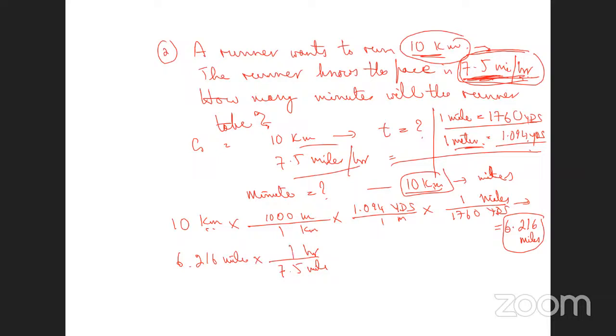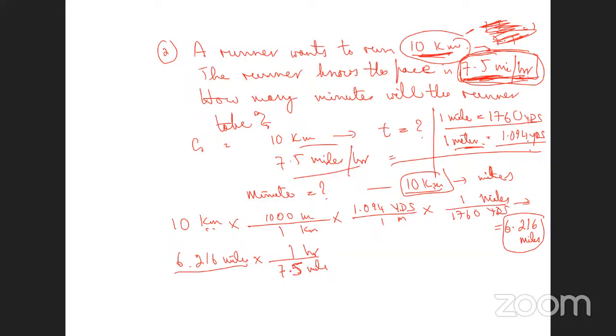This is the part that could confuse. The easiest way to explain is 7.5 miles, they're doing 1 hour. If the person is running 7.5 miles for an hour, you divide by 7.5, right? That's how you get 1. Similar to that, 6.216, I had to divide by 7.5. That's why I write it at the bottom.